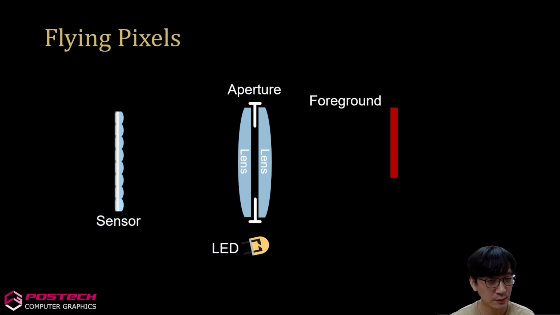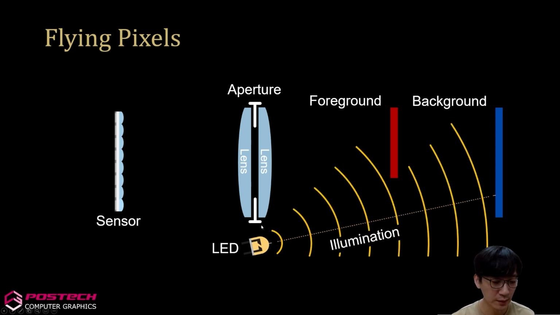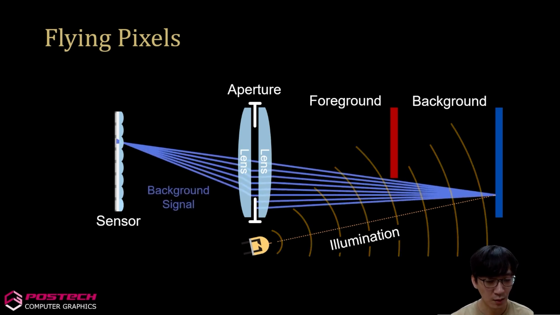Let's say that we have a foreground object and a background object in a scene, right? Then let's see what is going to happen for this indirect time-of-flight imaging when we estimate the correct depth. The LED is going to flood our sinusoidally modulated illumination into the scene. Then our real-world scene, which has the foreground and background objects here, is going to reflect this illumination back to the camera, right?